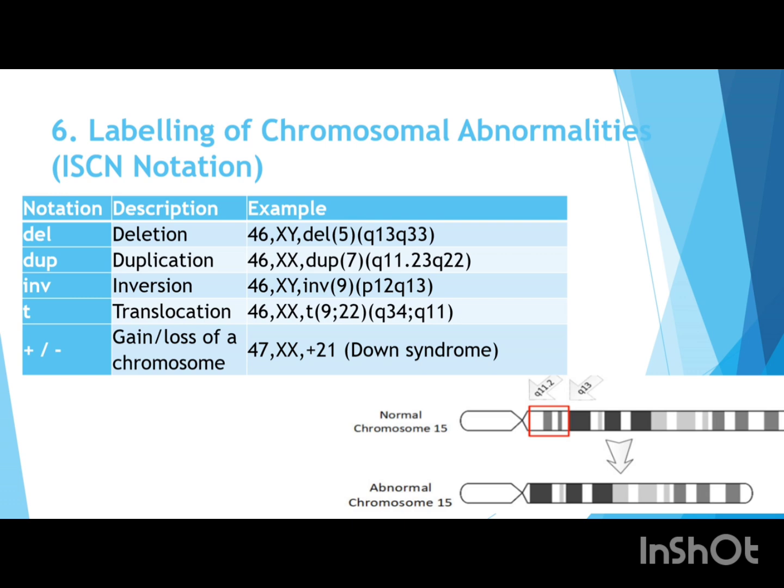If there is duplication, then a duplication in chromosome 7 means 7q, then chromosome band 11.23 to q22, that is again a duplication. Similarly, there is inversion, there is translocation, and there is gain and loss. You can see that there is chromosome number 15, there is a normal chromosome 15 and an abnormal chromosome. We can see that there is a change in the banding pattern in the highlighted regions.